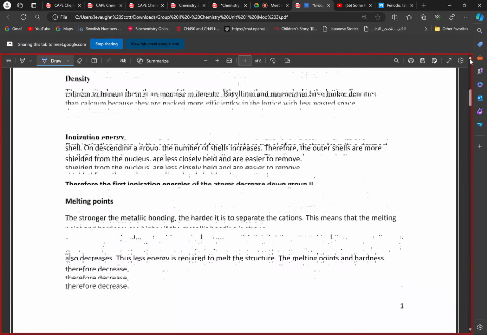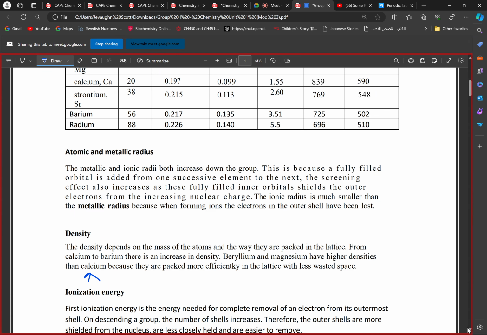Sorry, go ahead. Is it because magnesium has a different lattice structure? All right. So that is one approach. It is true. So it is a part of the packing, right? We were talking about the density of the elements. So beryllium and magnesium have higher densities than calcium. So there's a difference here. The strength of the bonds is important with the melting points here, right?